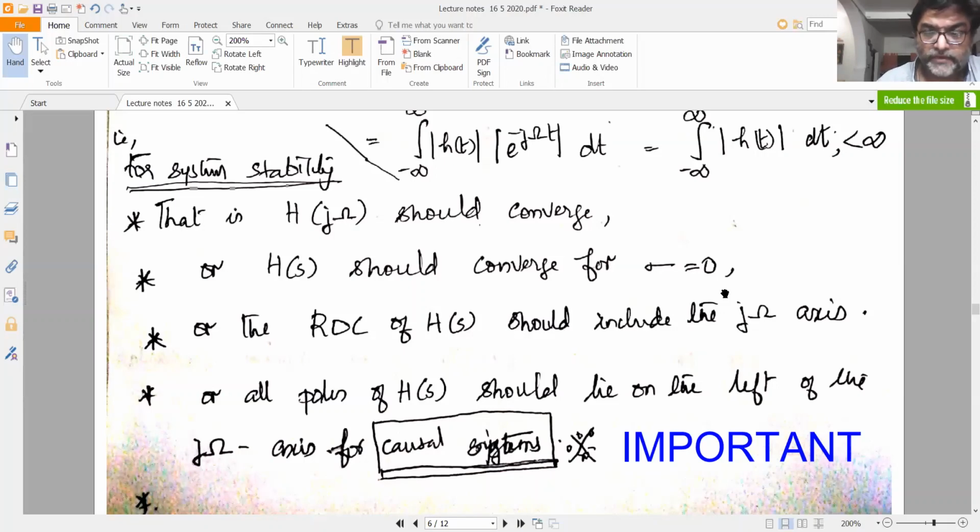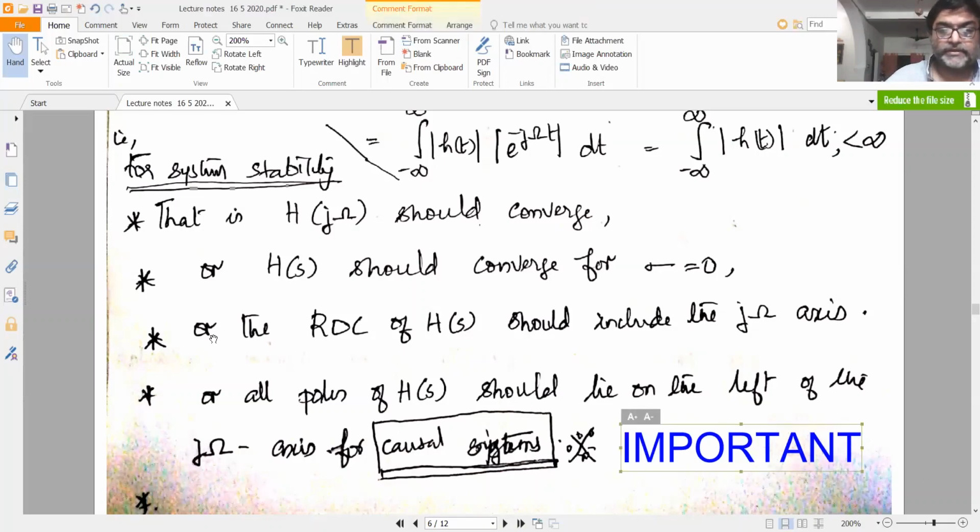So which means that for a causal system, all the poles should lie on the left of the j omega axis, so that the region of convergence also includes the j omega axis. So this is very important. In fact, these two statements are very important. One is that the ROC of h of s should include the j omega axis.